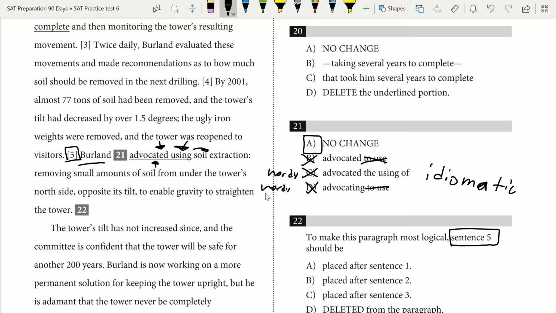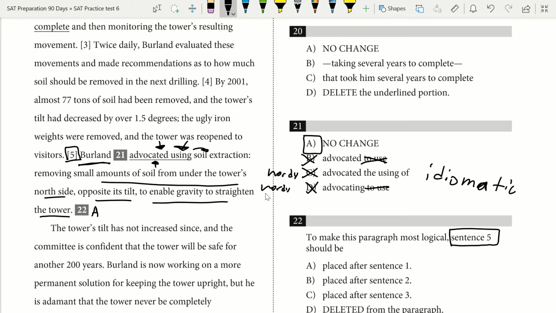Now keep in mind I'm reading through sentence 5. I have: Berland advocated using soil extraction, removing small amounts of soil from under the tower's north side opposite its tilt to enable gravity to straighten the tower. After I've read my sentence, what I do is come up with what should come before and what should come after the sentence. Then as I read through my paragraph, I can place it. So what should come before this?